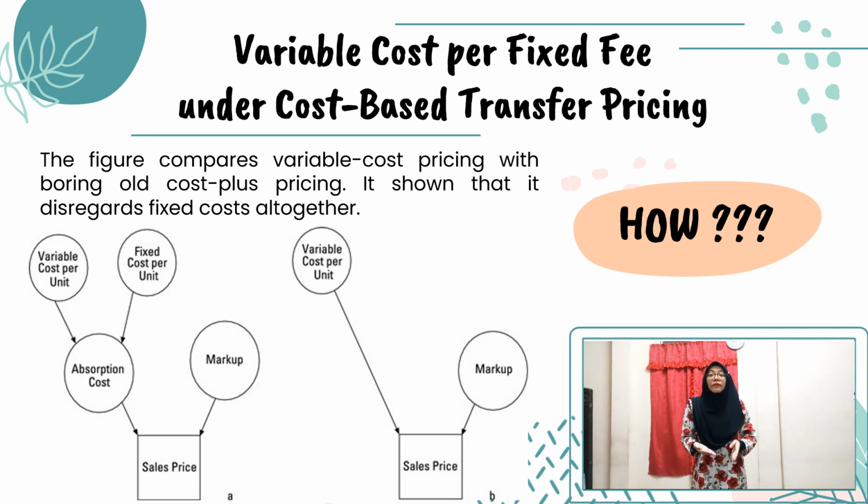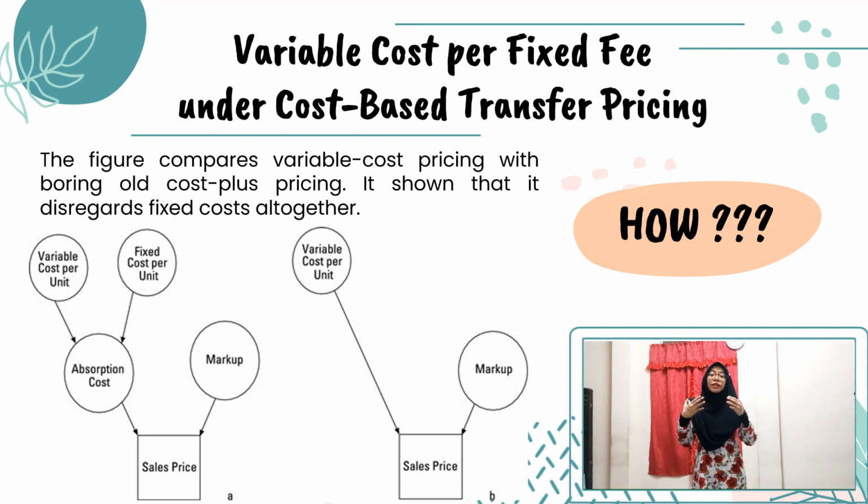The figure compares variable cost pricing with absorption cost-plus pricing. It shows that it discards fixed costs altogether. The old method is variable cost per unit plus fixed cost per unit. Then we get the absorption cost. After we get the absorption cost, we add the markup price. After that, we get the sale price.